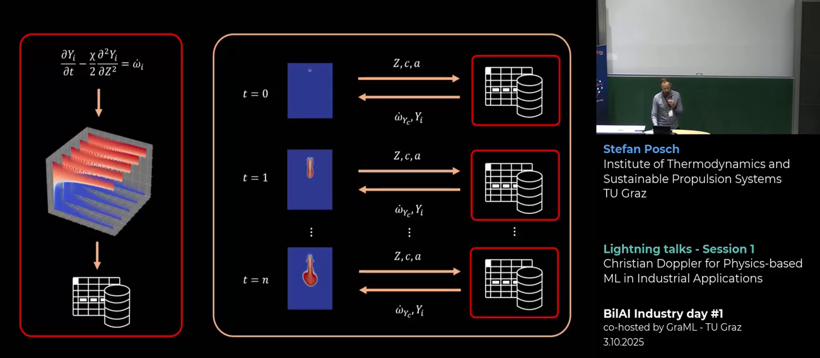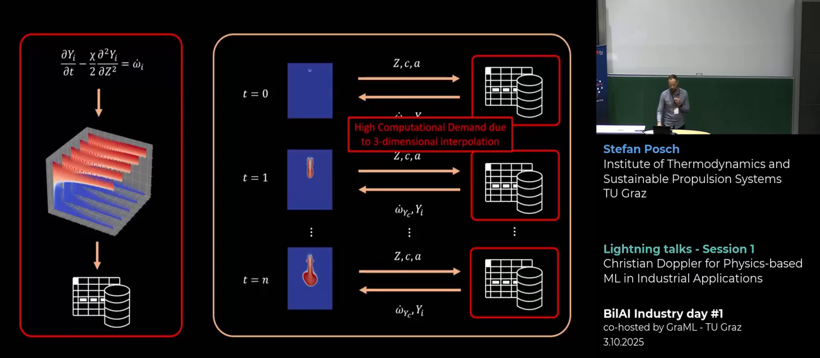And there are three things to consider here that can be some kind of bottlenecks. On the right hand side, there's a high computational demand, because you have to do it for each cell, and you probably have 2 million cells. You always have to make a numerical interpolation in a higher dimensional space.